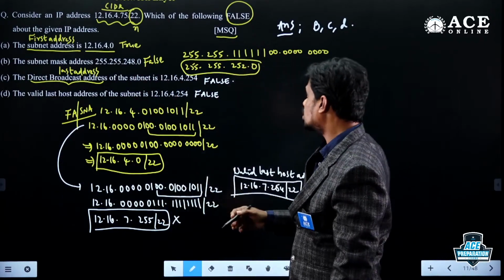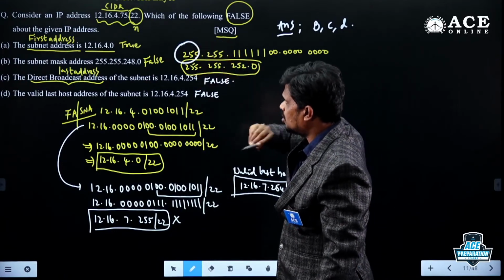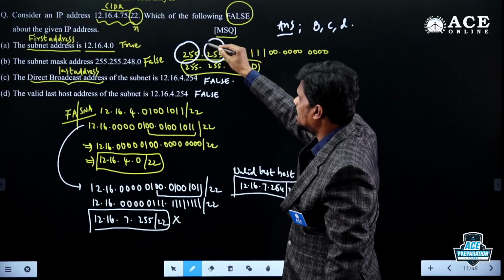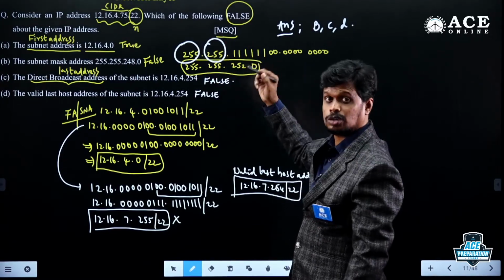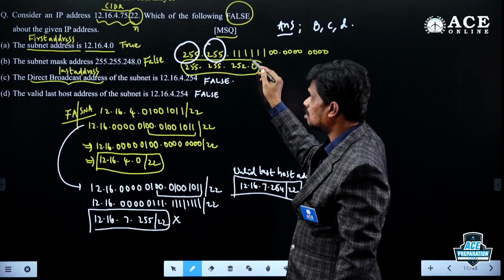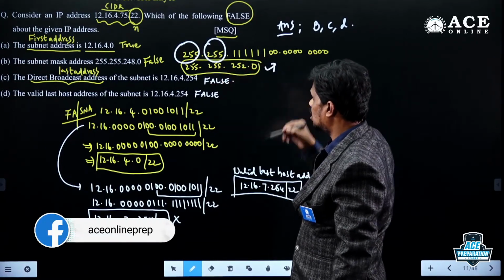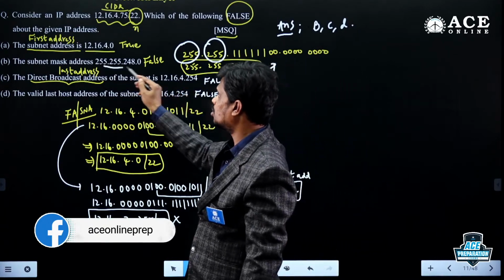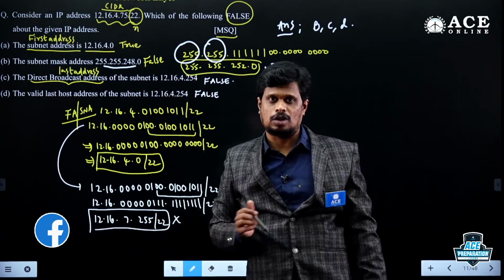So 22 ones means 255, if I convert it into binary, I have 8 ones. 8 plus 8, 16, plus 6 ones, total 22. So with the 22 ones, this is the mask. But what is the mask given in the question? 248, which is wrong. So that is why statement B is false.